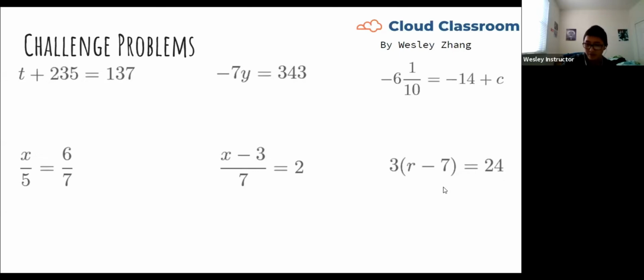And then we subtract, we get r minus 7 equals 8, and then all we gotta do is add 7 to each side, so r equals 15.